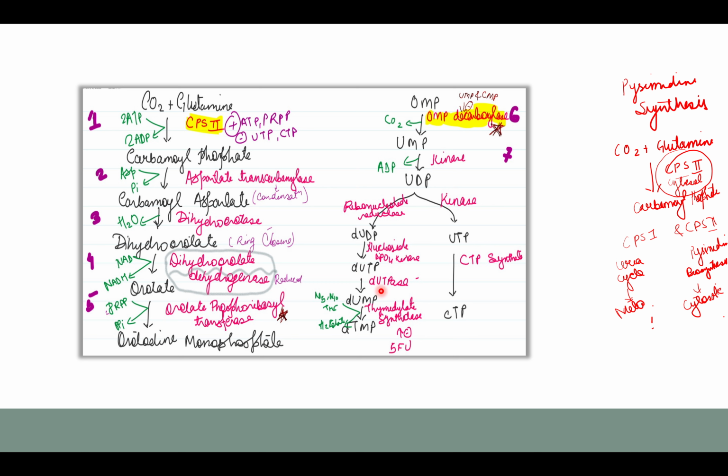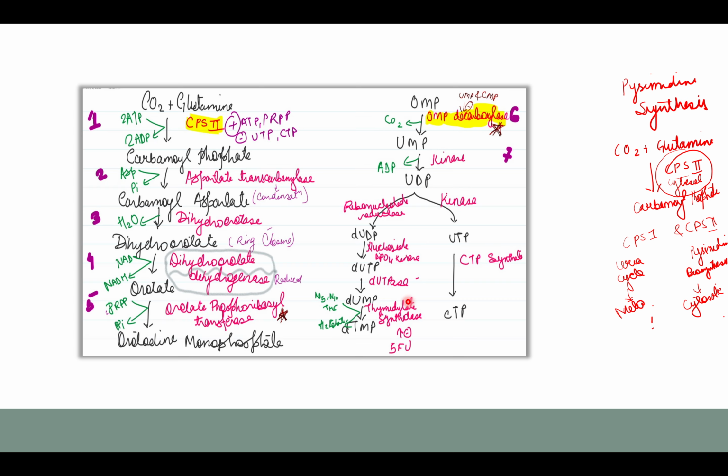This further gets acted on by dUTPase to form dUMP, which gets converted to dTMP in the presence of thymidylate synthase, converting N5,N10-methylene tetrahydrofolate to dihydrofolate, and this enzyme thymidylate synthase is inhibited by 5-fluorouracil.